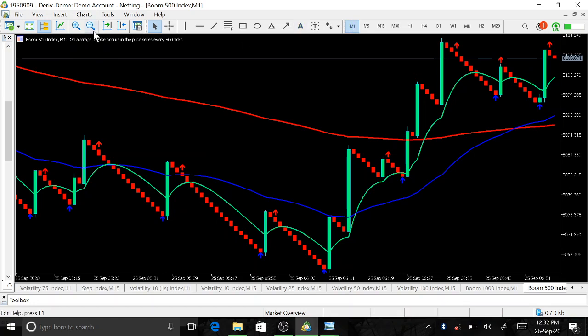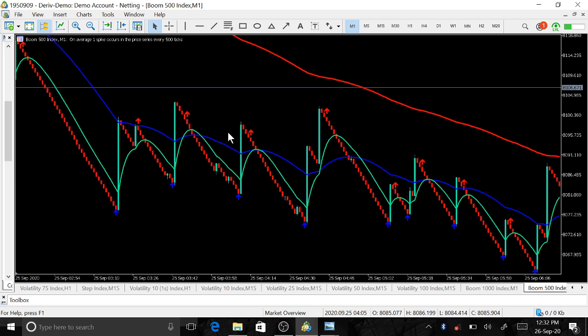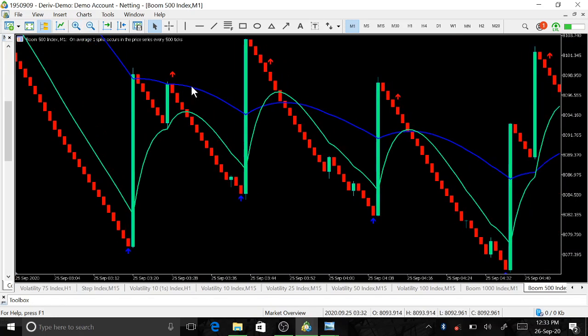All right, so this is BOOM 500 now. We're going to be looking out for the same thing. Once the market is below the 200 EMA, look for crossovers of the 50 and the 9 EMA. Then we scalp 5 candles because this is BOOM 500. We're scalping just 5 candles. All right, so this is it. This is an entry here.